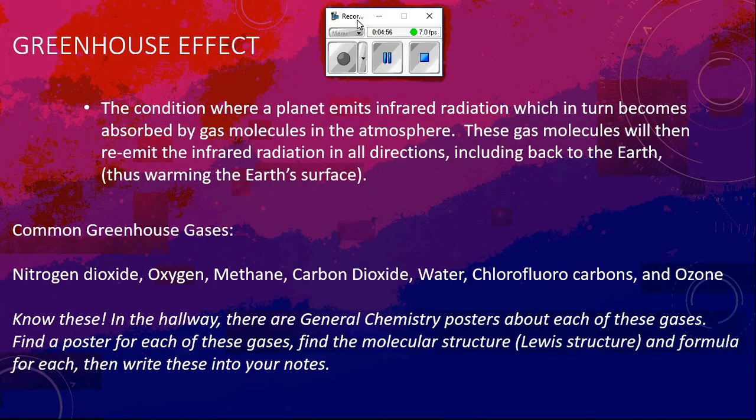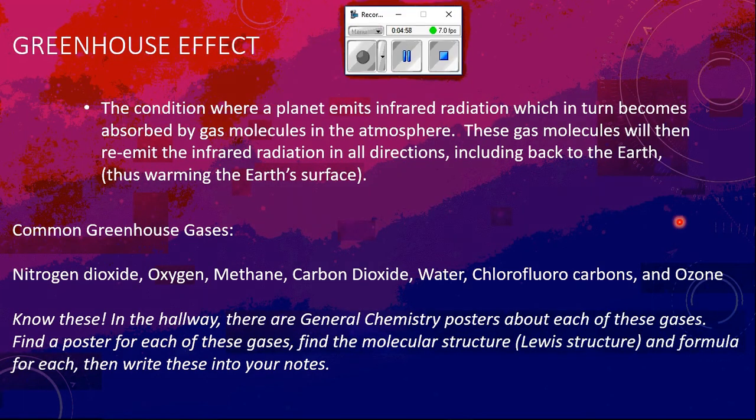So, the full definition of the greenhouse effect. The greenhouse effect is defined as the condition where a planet emits infrared radiation, which in turn becomes absorbed by gas molecules in the atmosphere. These gas molecules will then, in turn, re-emit the infrared radiation in all directions, including back to the Earth, which is really important, thus warming the Earth's surface.